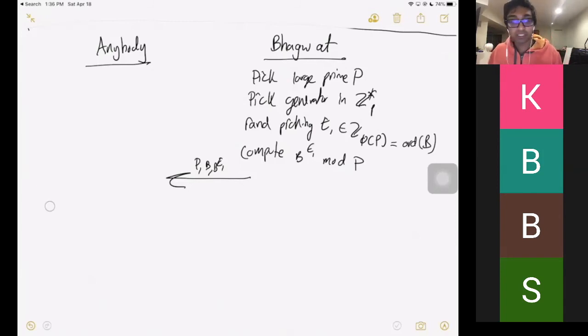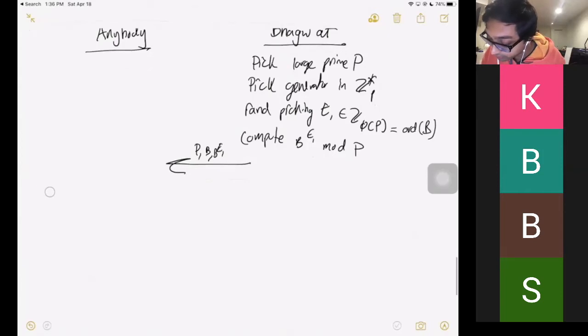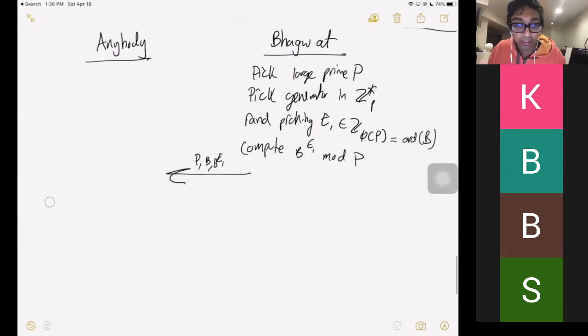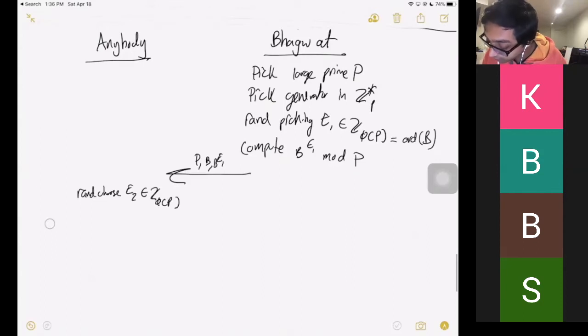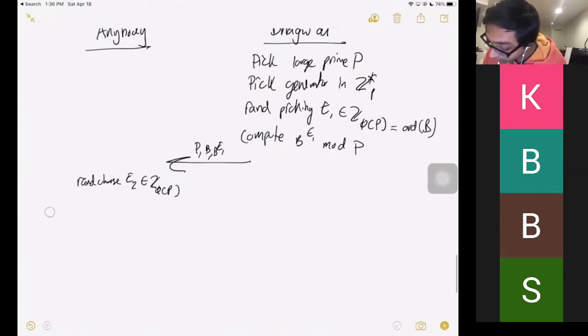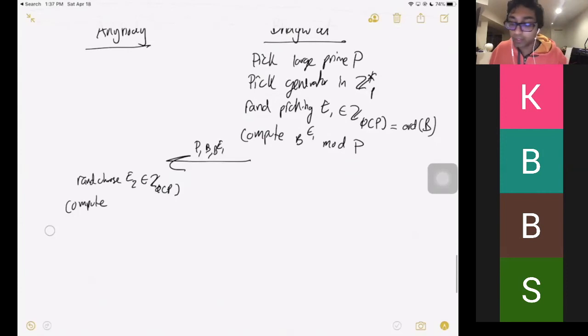Now if anybody wants to communicate with Bhagwat, they have P, B, B to the E1. They can randomly choose some exponent E2 in Z phi of P, and compute B to the E1 to the power of E2, which is B to the E1 E2. And they can also compute B to the E2, I suppose.